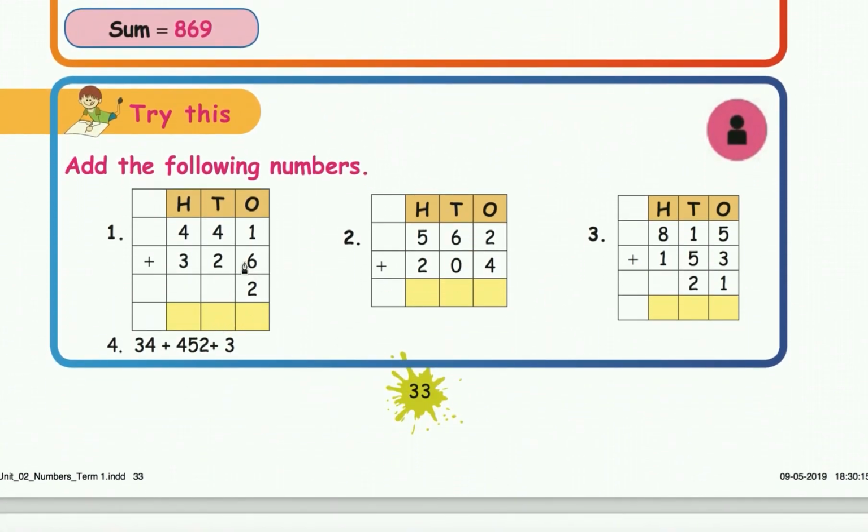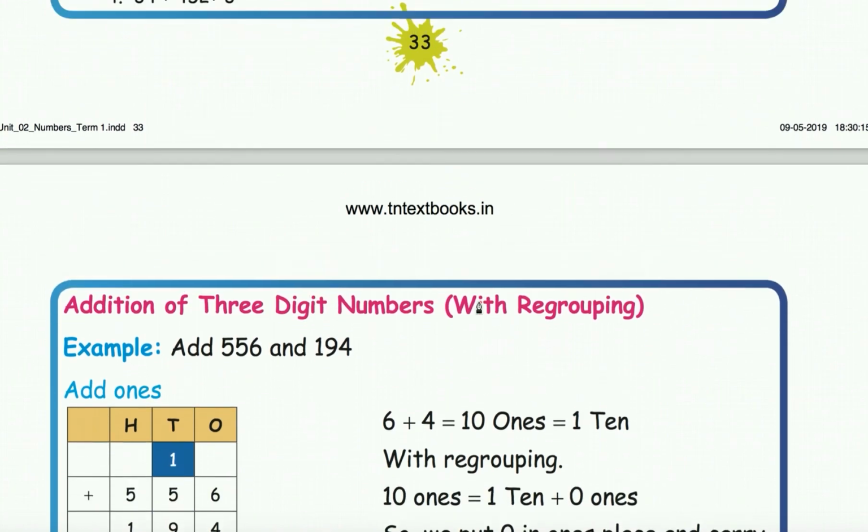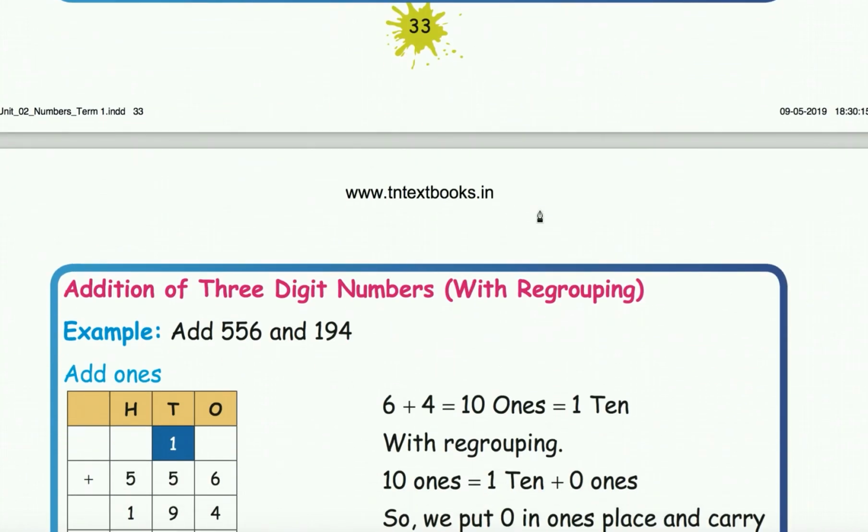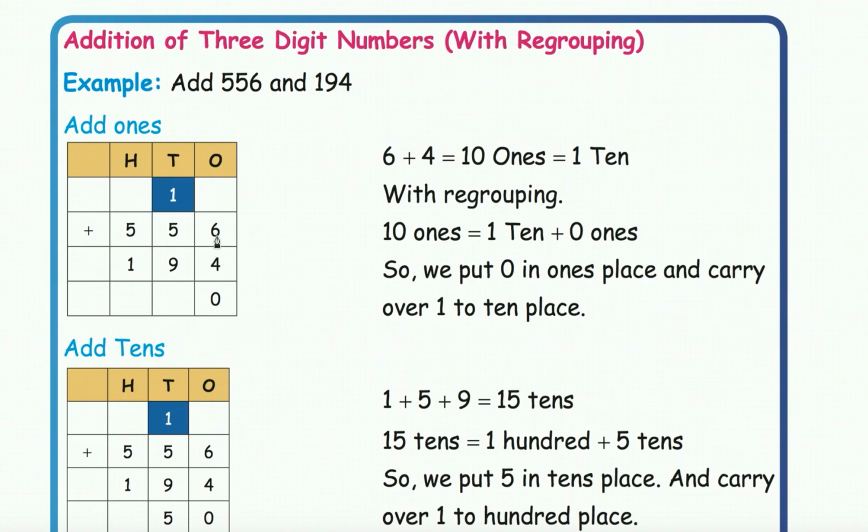Add the following numbers. 769. Okay. Do it for the other numbers. 6 plus 4, 10. 1 will come here. 6 plus 5, 15. 5 will come here. See, 6 plus 4, 10, right?